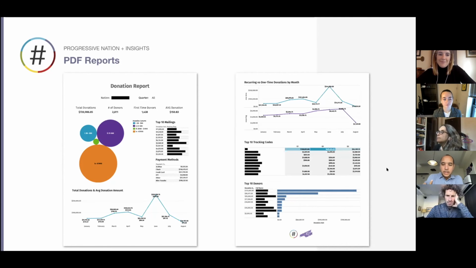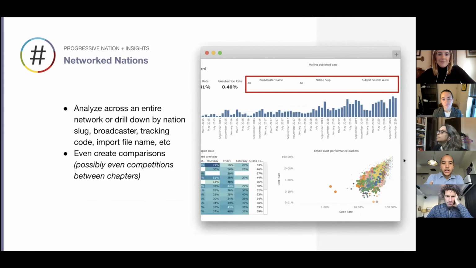Next slide, please. And so once you create a dashboard and that PDF that I showed you, and Dana touched on this previously as well, you're then able to easily filter. All we have to do now that we've created that dashboard and that report is just change the filter. So we just say, instead of this nation, we want to now analyze this nation slug. Or this broadcaster.